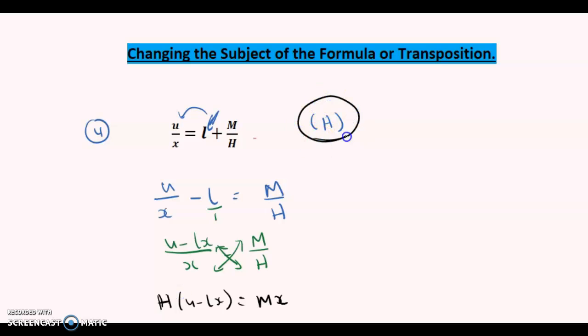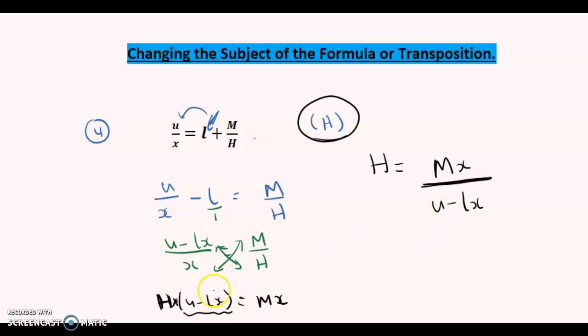I need to get h as my subject of the formula, and right now I have h multiplied by this whole expression here. So since it's multiplying here, I'll just divide. So my next line will be h is equal to mx all over u minus Lx. So I changed this operation here from multiply to divide, everyone.